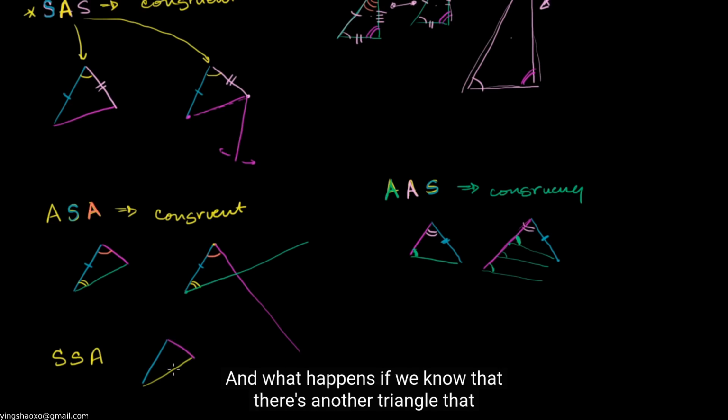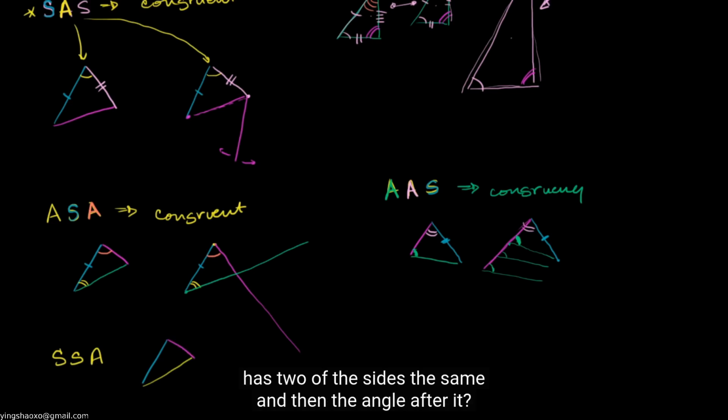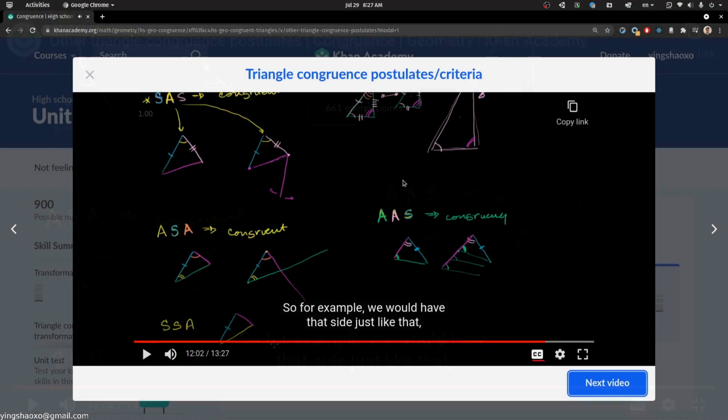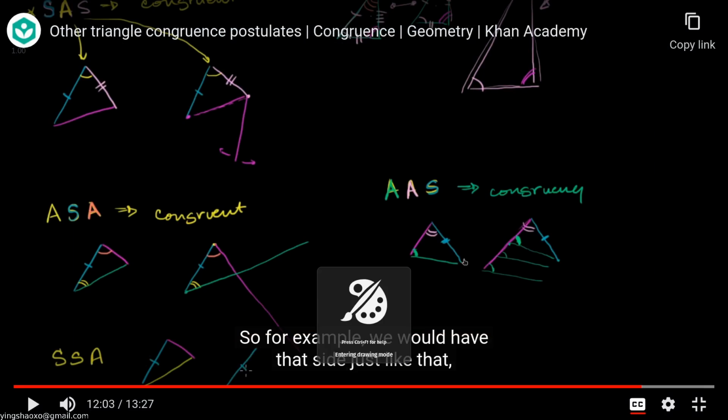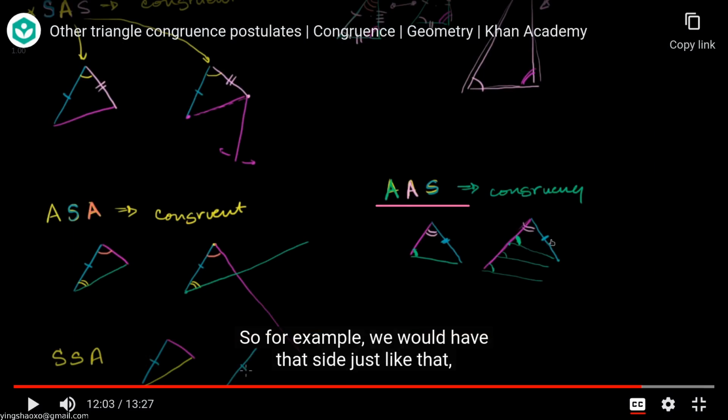And what happens if we know that there's another triangle that has two of the sides the same and then the angle after it? So for example, it would have that side, just like that. When you look at this row, you know this side is certain. This angle is certain. Even if you go to here, because this purple line can be infinitely long, this side will never touch this side. So if you want to form a triangle, it must be in here. So in this way, it also makes two triangles identical.